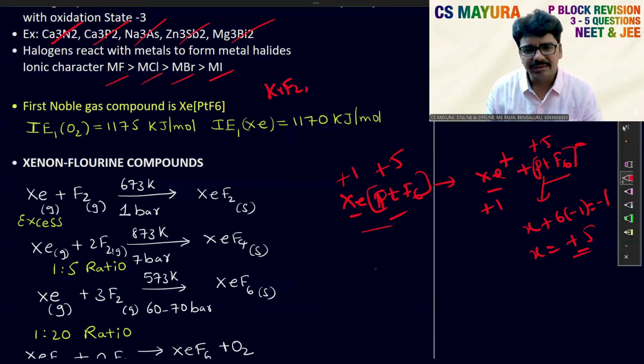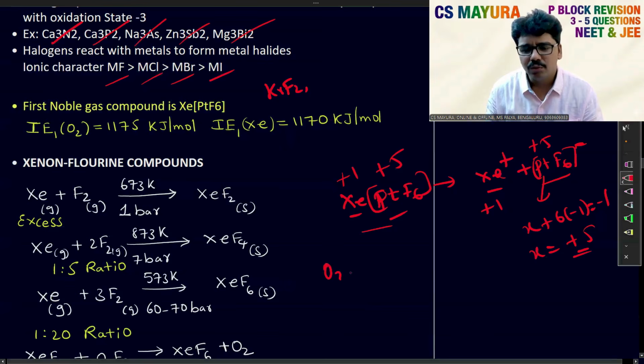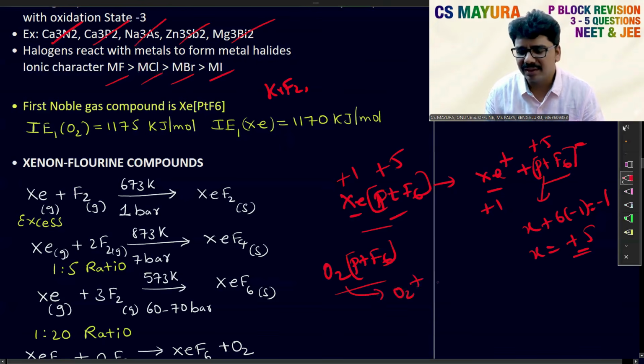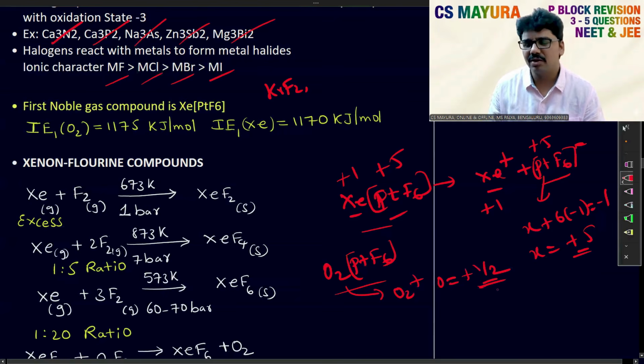But one scientist, when he was doing experiments with complex compounds, observed O2PtF6, oxyplatinum fluoride complex. Here oxygen is O2+, which means the oxygen oxidation state is plus one half. This is also an exceptional oxidation state. Anyway, coming to the topic. In oxyplatinum fluoride, he observed that the oxygen ionization enthalpy is 1175 kilojoules per mole.